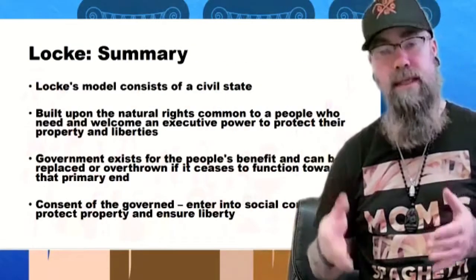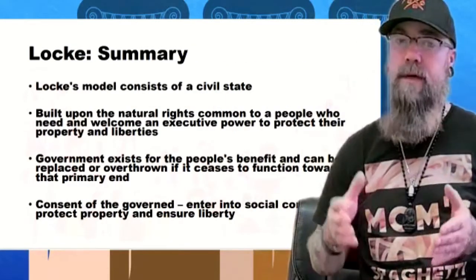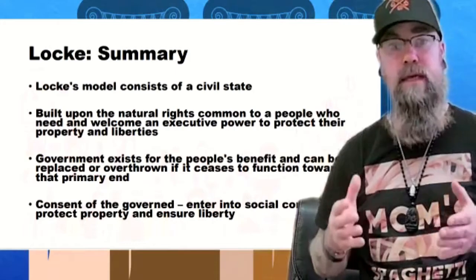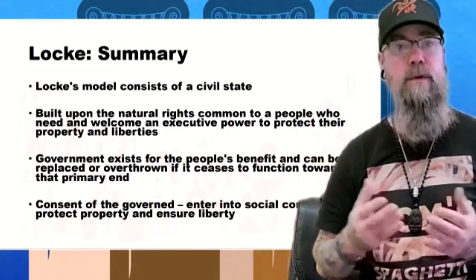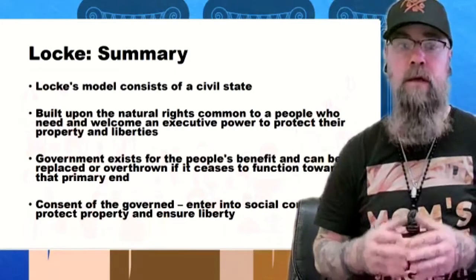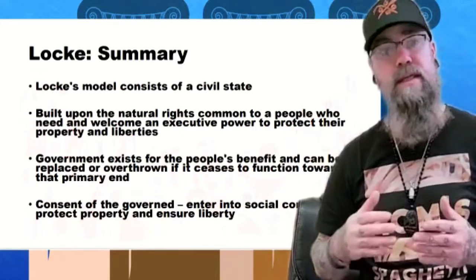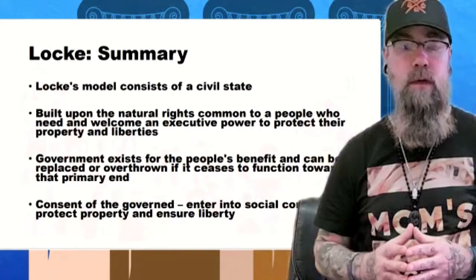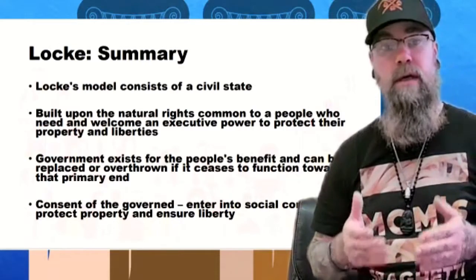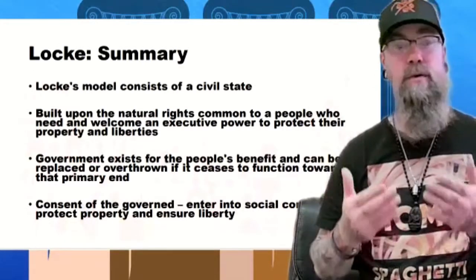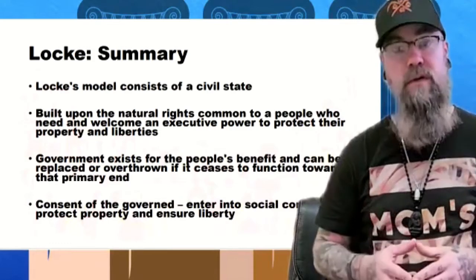So Locke's model consists of a civil state. It's built upon the natural rights common to people who need and welcome the executive power to protect their property and their liberty. Government exists for the people's benefit and can be replaced or overthrown if it ceases to function towards its primary goal. It has the consent of the governed. It enters into a social contract to protect the property and ensure liberty of its people.